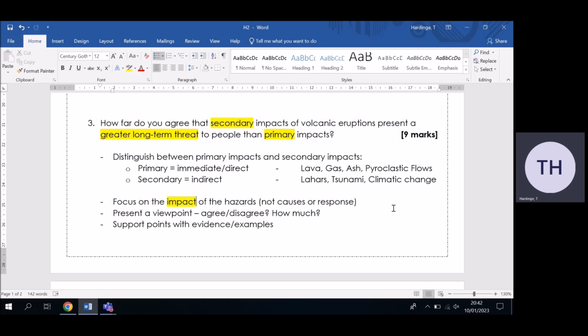Finally, make sure, please, that you support your points with evidence and examples. You don't need to give lengthy descriptions of case study events in these sorts of questions, but being able to support your points with reference to examples is really important. You're not going to get into kind of top half of the marks band if you don't support your points with evidence.